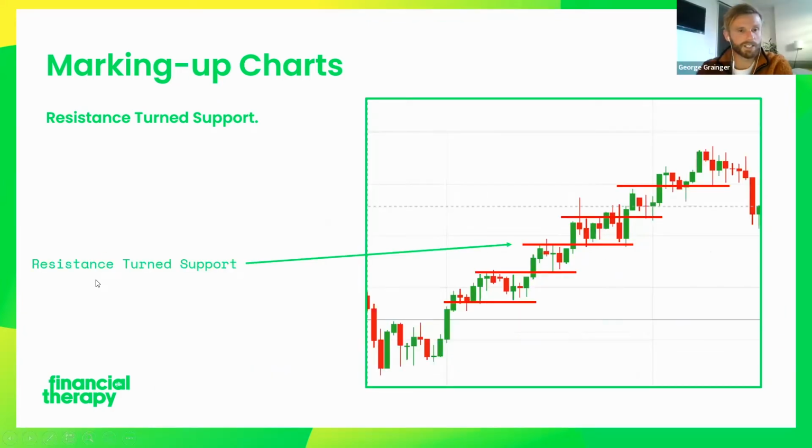So again, this is resistance turn support, and this is just a perfect example of that. Price goes up, breaks through resistance, hits another resistance, goes back down, retests that resistance, turns into support, and off it goes. It just does that up and down. Even if you were just using support and resistance here, you could make a bit of money if you traded for 2 days.